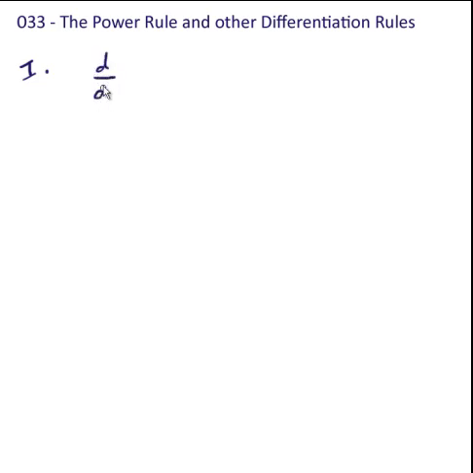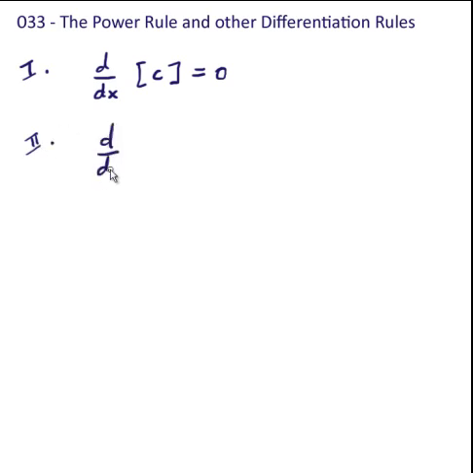Okay, so first we have the derivative of a constant is 0. We saw that previously, and that's intuitive because a constant function is a horizontal line, slope 0, and the derivative is a slope function, so that makes sense.